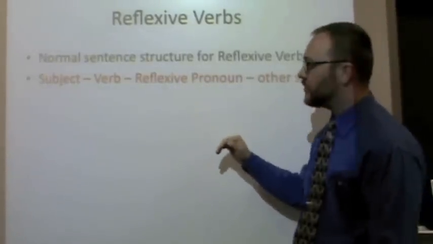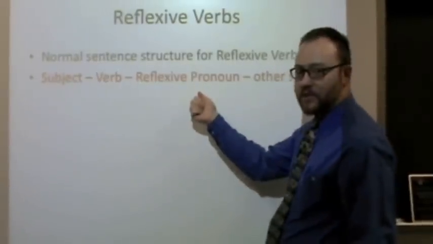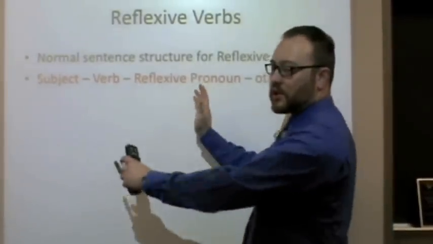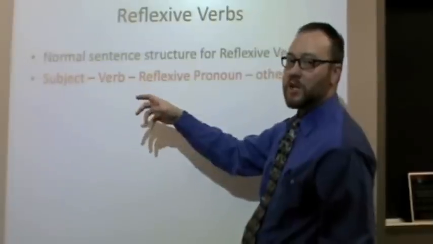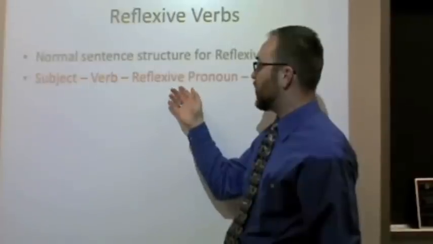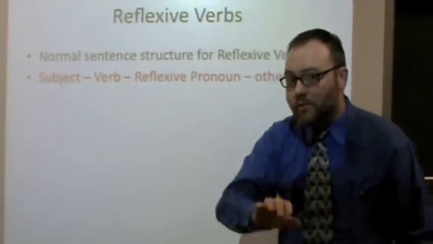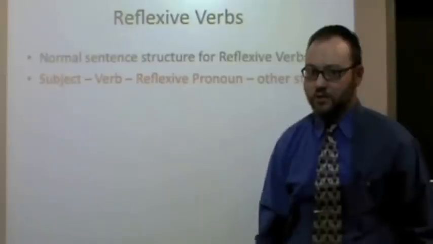I always like to tell my students, think about it this way. The subject is a piece of bread, the reflexive pronoun is a piece of bread, which makes sense because they're related to each other, and the verb's going to be the meat, and together they make a sandwich. The subject and the reflexive pronoun go around the verb in a normal situation.